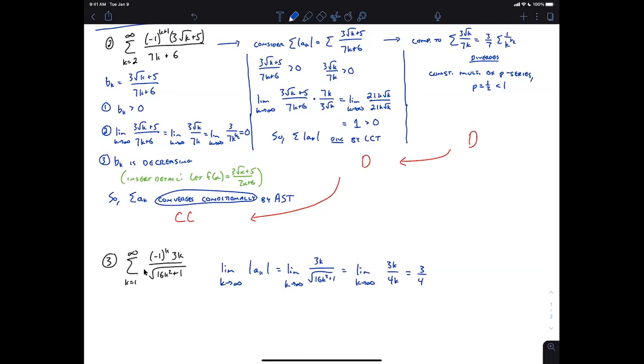Now, if it's alternating, you're bouncing from 3/4 plus negative 3/4 plus 3/4 plus negative 3/4, which means the partial sums are bouncing. And so either way, it diverges. So we say, because this is not 0, this series diverges by the K-term test, or we could call that the test for divergence. Does that make sense to everybody?